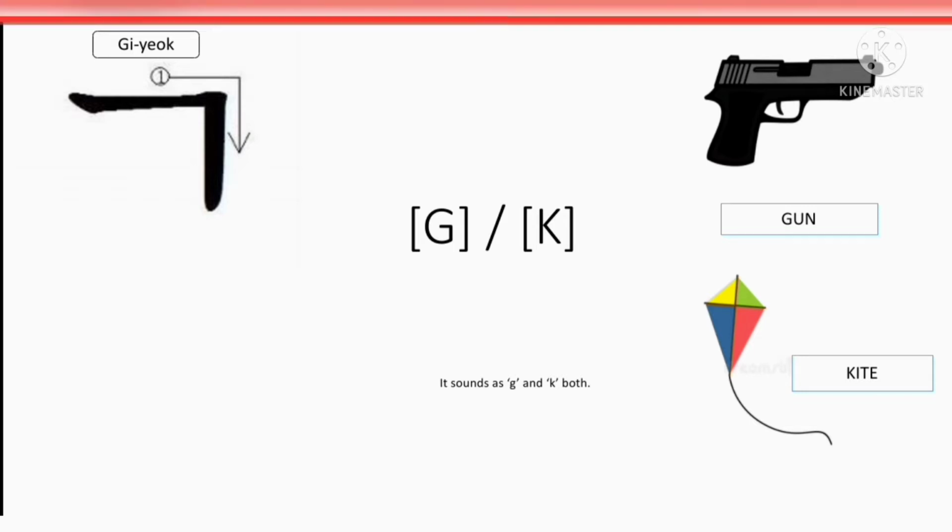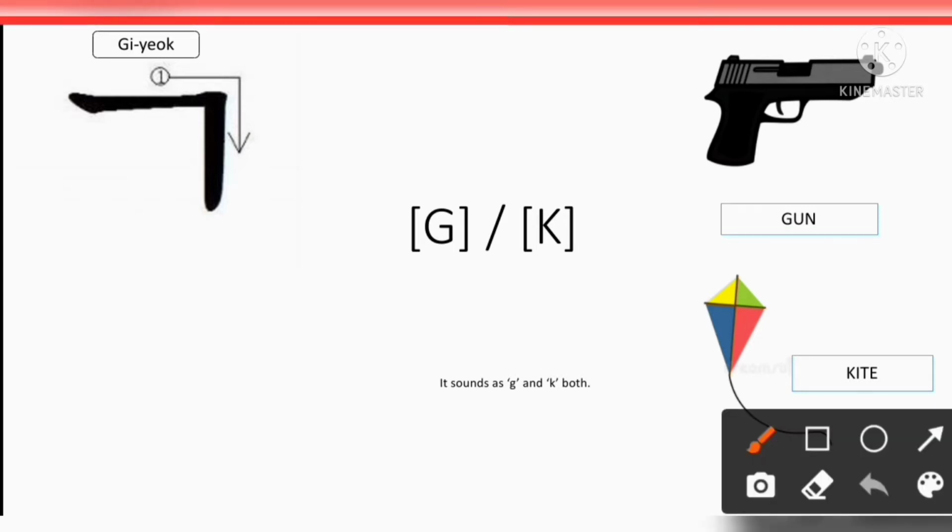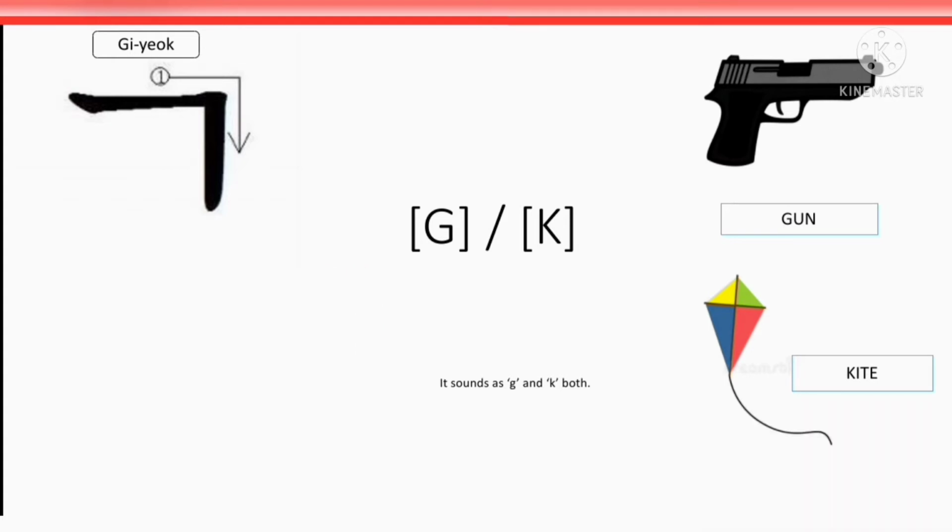So this Giyeok, which is pronounced as G or K, is made like this: 1 and 2. G. You can memorize it very easily. But I prefer that you don't focus on their names that much, like Giyeok, Pieup, Nieun. Learn their pronunciation because it will be very helpful for you when you read or write.